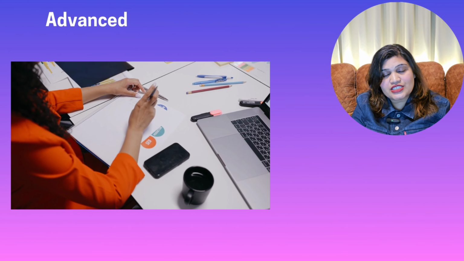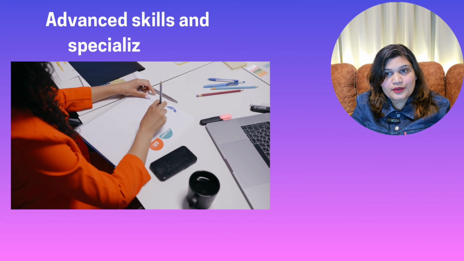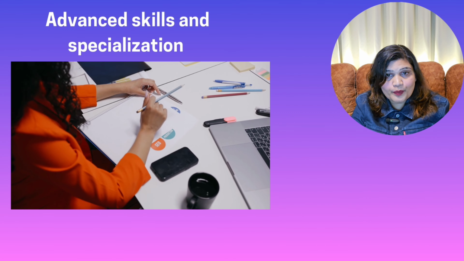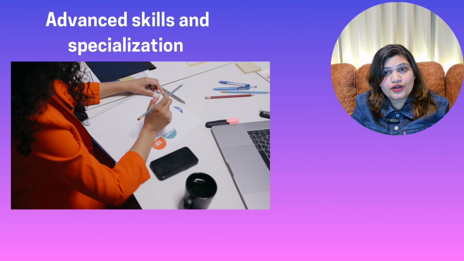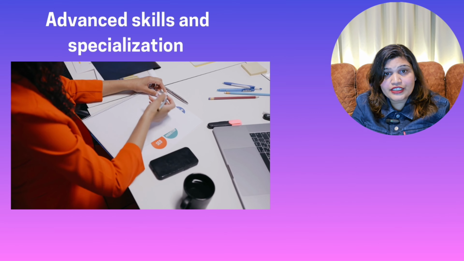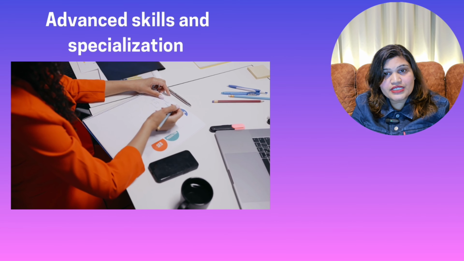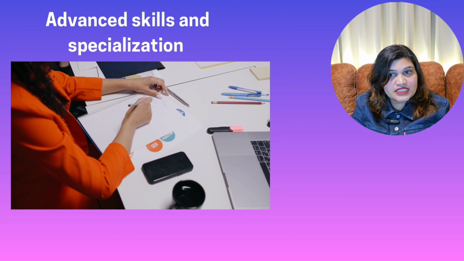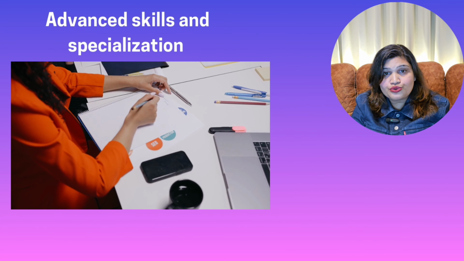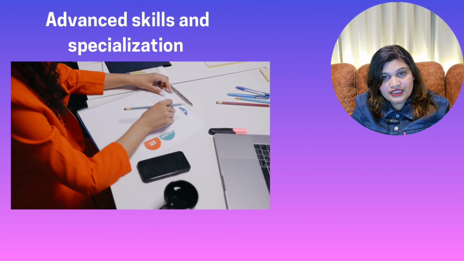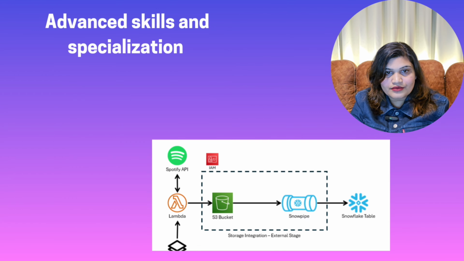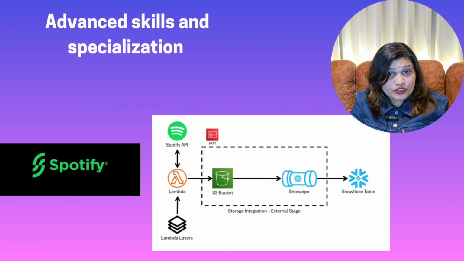Advanced skills and specialization. Once you are comfortable with the basics, start diving into advanced topics. For instance, let's say you're working with a video streaming platform that needs to scale on demand. You would use AWS Lambda to implement serverless computing, meaning you don't have to worry about managing servers. AWS handles that for you. For a real-world example, Spotify uses AWS Lambda to handle millions of user requests without running their own servers. This is a great advanced skill for any solutions architect.